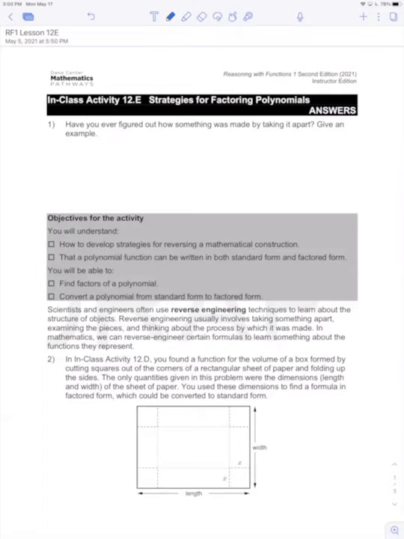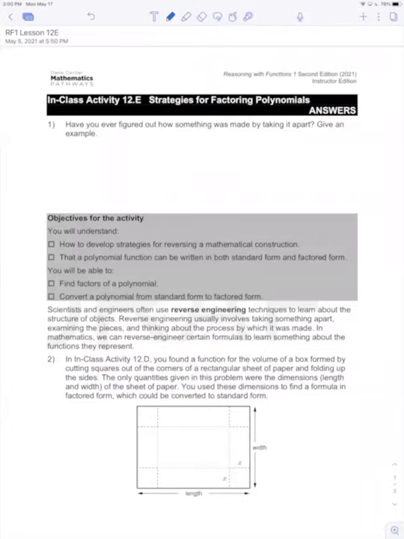Scientists and engineers often use reverse engineering techniques to learn about the structure of objects. Reverse engineering usually involves taking something apart, examining the pieces, and thinking about the process by which it was made. In mathematics, we can reverse engineer certain formulas to learn something about the functions they represent.